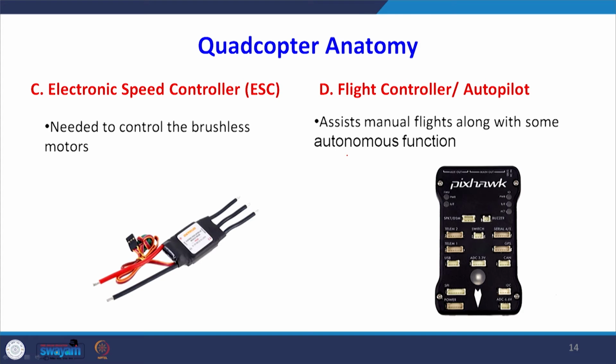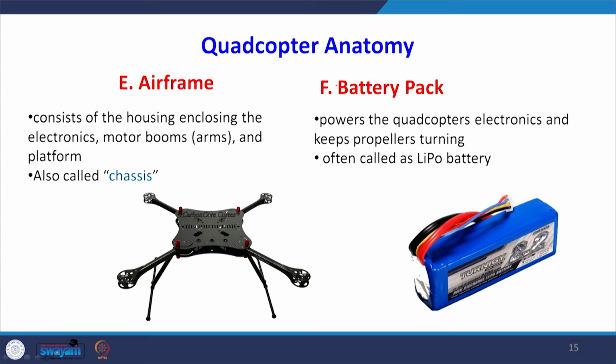The next component we have is the flight controller or the autopilot. Very important, because it is assisting the manual flights along with some autonomous functions. Some of the UAVs work in the autonomous mode, and the autonomous modes are very useful, because now you can define the path, and it will move along the defined path.